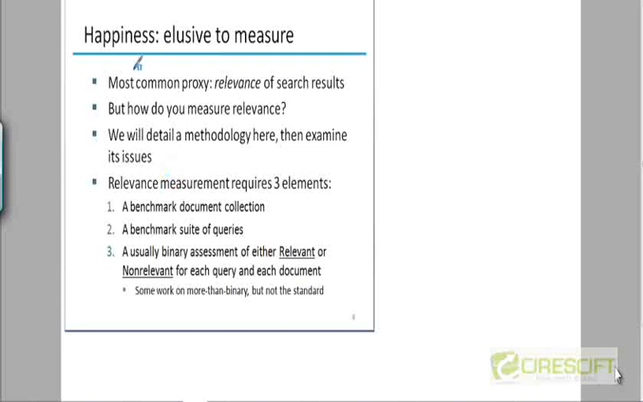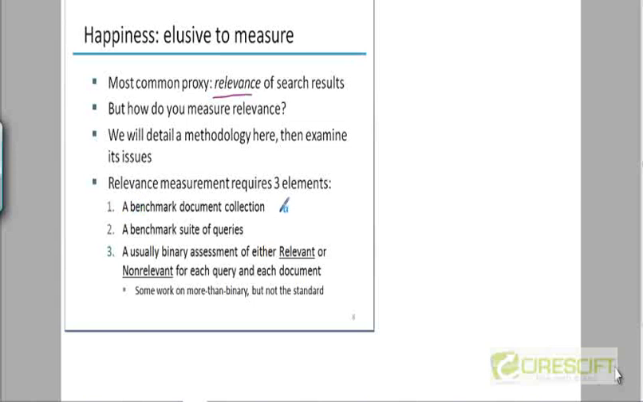So the way to measure user happiness is to look at the relevance of search results. And if you recall from chapter 1, relevance is measured with respect to the information need of the user, not with respect to the query. But however you define relevance, whether with respect to the query or the information need, we still need to calculate the relevance. And how do we do that?